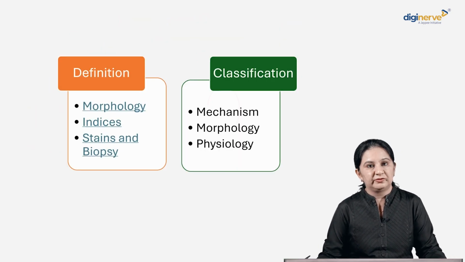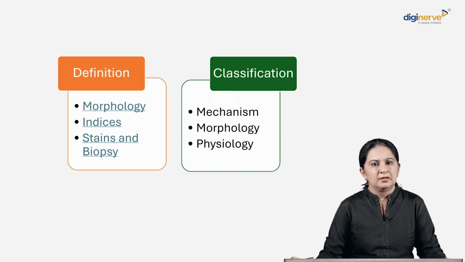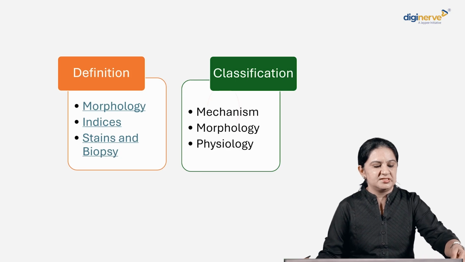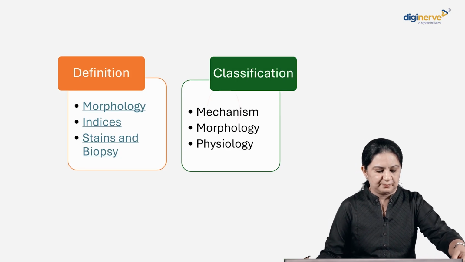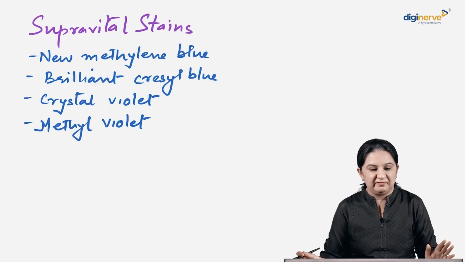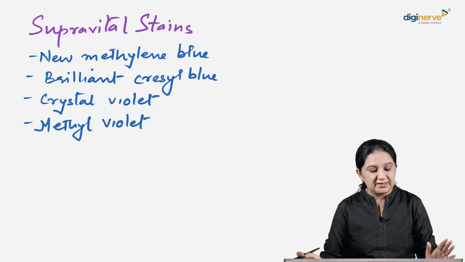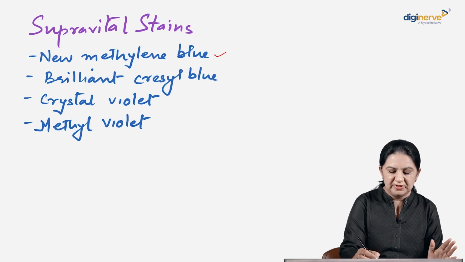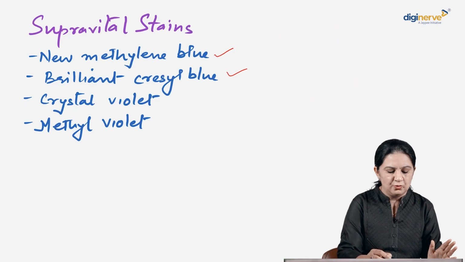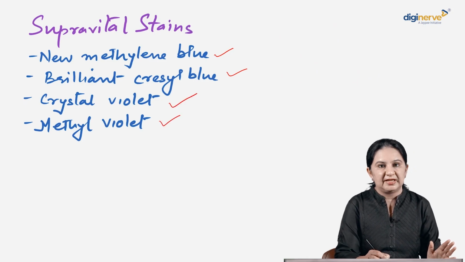So we've studied the morphology, we've studied the indices. Let us study briefly about the stains and various biopsy needles. Just now I told you what supravital stains are. They help in staining of reticulocytes. So what are these supravital stains? They are neomethylene blue, brilliant cresyl blue, crystal violet and methyl violet.